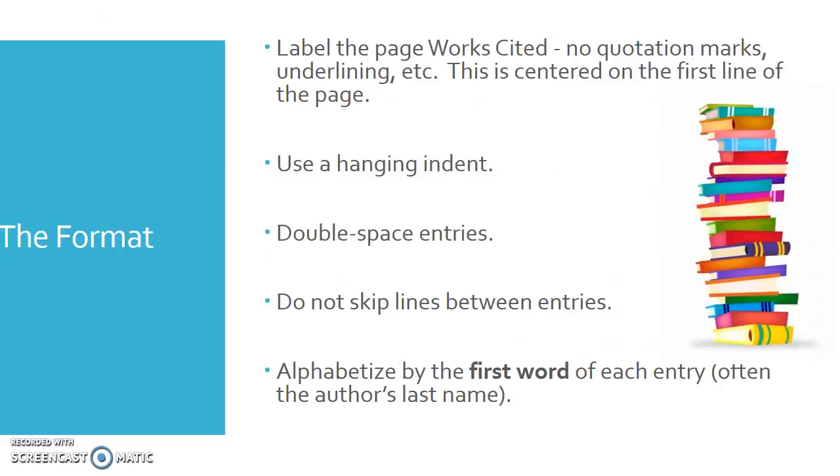So the format, when you are writing your works cited page, you're going to label the page Works Cited. This is centered on the first line of the page. Use a hanging indent. Double space your entries. Do not skip a line between entries. Alphabetize by the first word of each entry, so thinking of the author's last name, putting in alphabetical order.